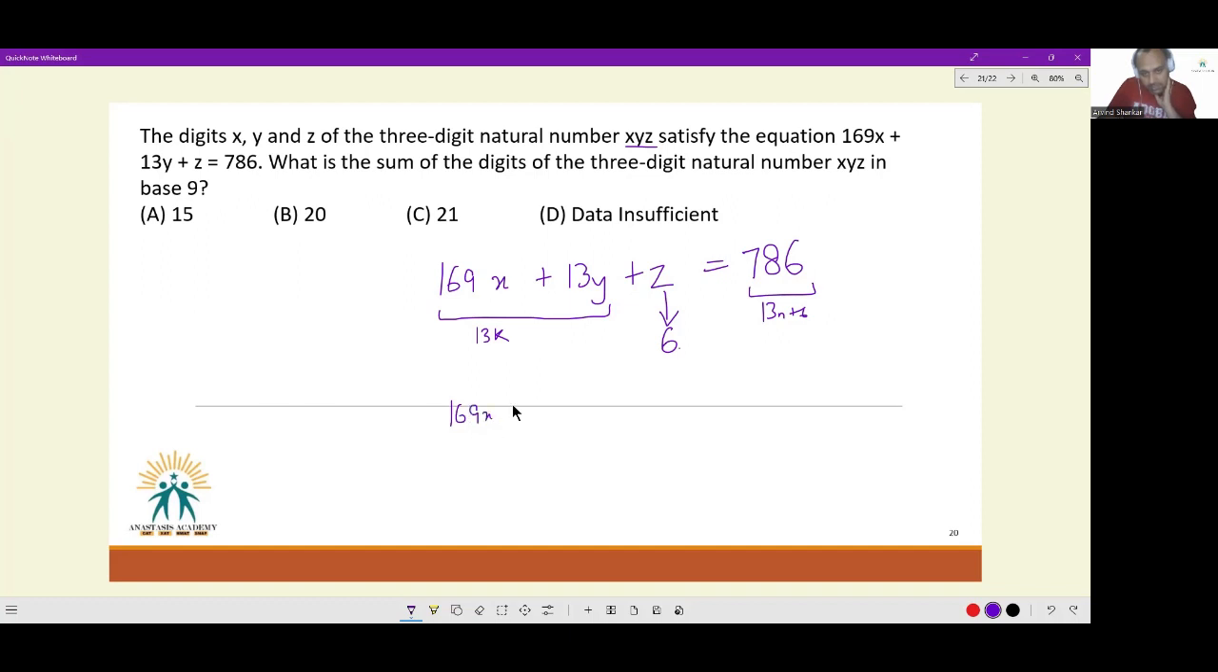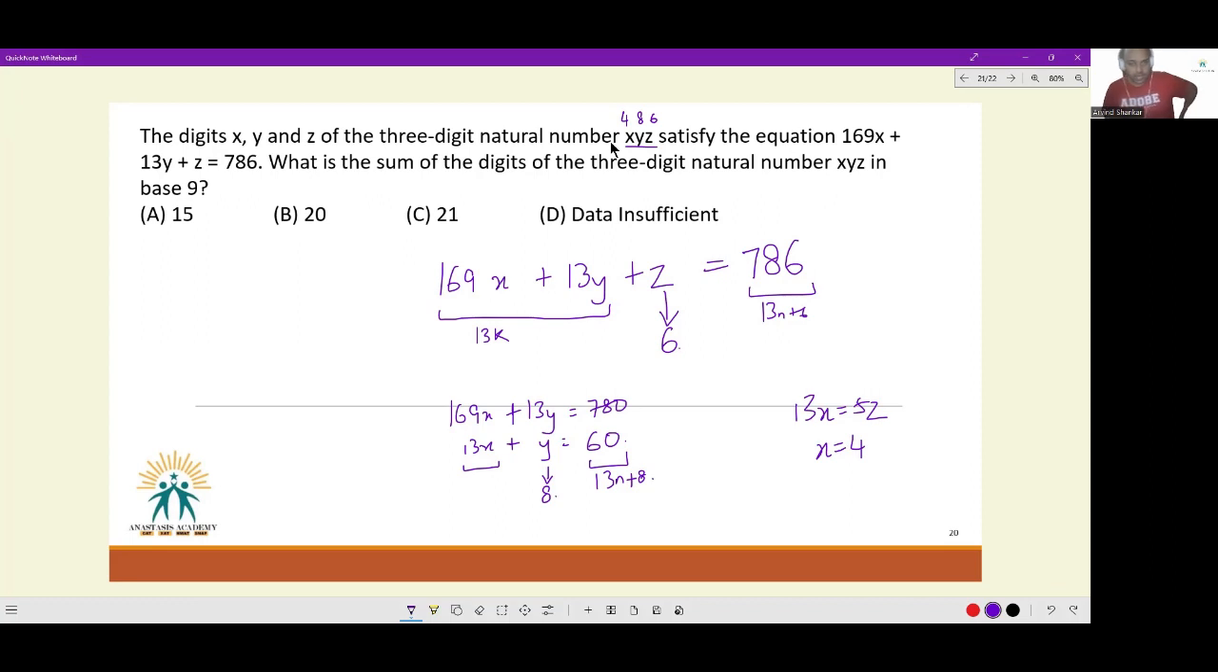It becomes 169x plus 13y is equal to 780. Z has been identified as 6. We keep it. Now I can get rid of 13 everywhere. I have 13x plus y is equal to 60. Again, see, this is divisible by 13. This is 13n plus 8. The only way it works is if y takes on a value of 8. So, y is now 8. Now, if y is 8, you can see 13x will be equal to 52, or x is equal to 4.